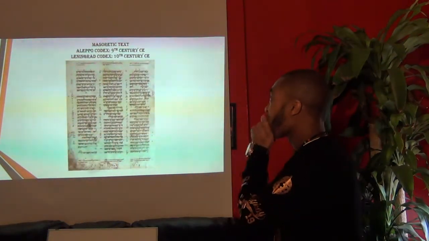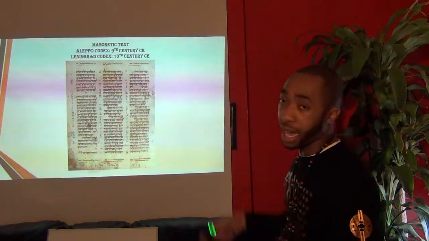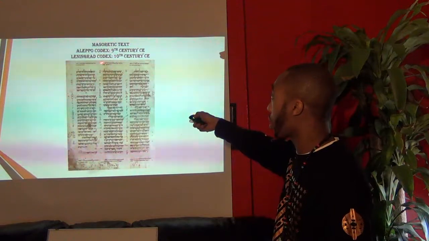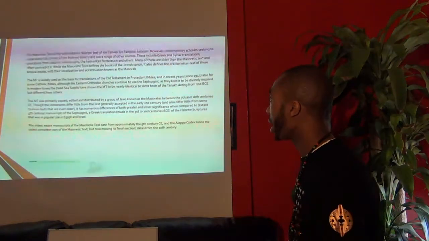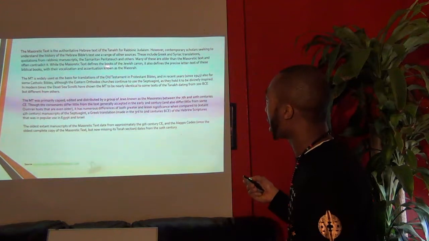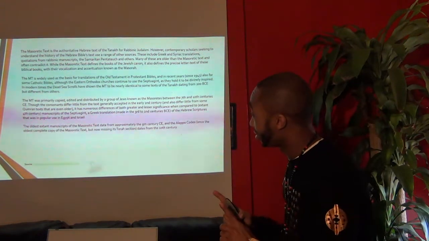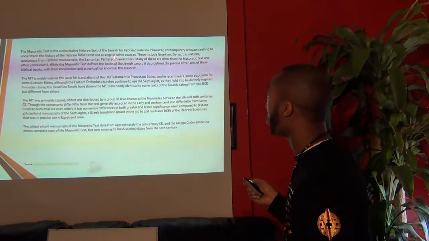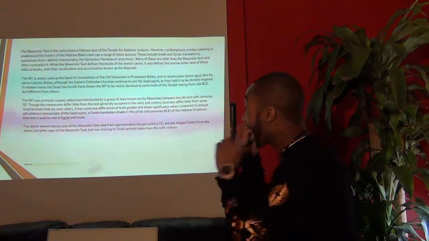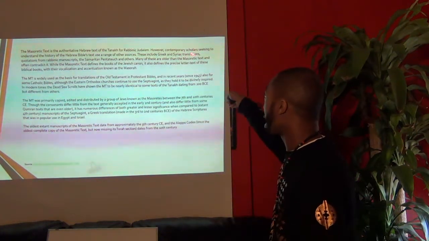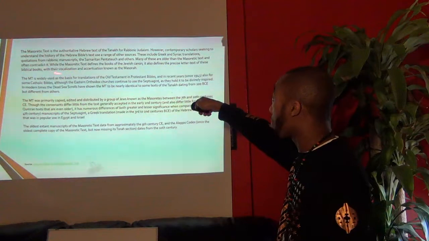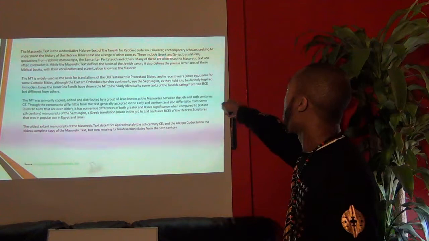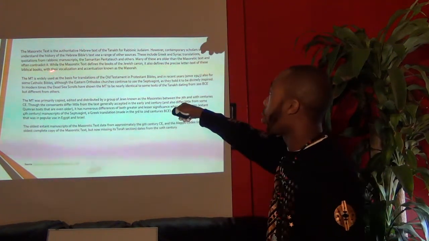Let's move forward. Last but not least, the Masoretic text. We have two major codexes, the Aleppo Codex from the 9th century CE and the Leningrad Codex from the 10th century CE. The Masoretic text is the authoritative Hebrew text of the Tanakh for rabbinic Judaism. Keep that in mind. However, contemporary scholars seeking to understand the history of the Hebrew Bible's text use a range of other sources. That's very important. These include the Greek and Syriac translations, which I showed you, quotations from rabbinic manuscripts, the Samaritan Pentateuch, which I showed you, which is the Samaritan Torah, and others. Many of these are older than the Masoretic text and often contradict it.